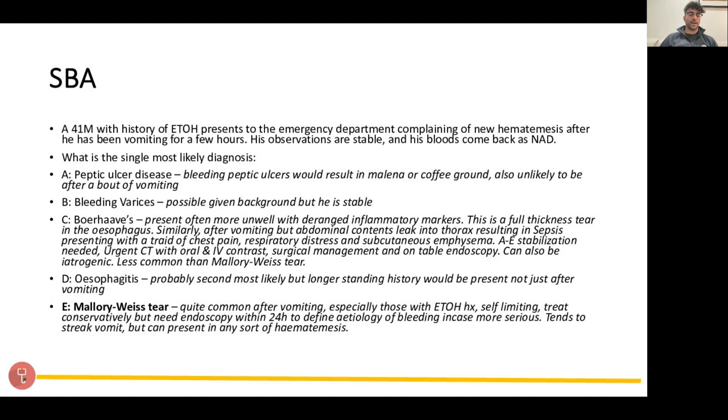It's one to be aware of. Again, this is the sort of thing that comes up for one SBA, but very quickly now that you'll know it for the future. And it's a good differential to throw out when it comes to any form of hematemesis.